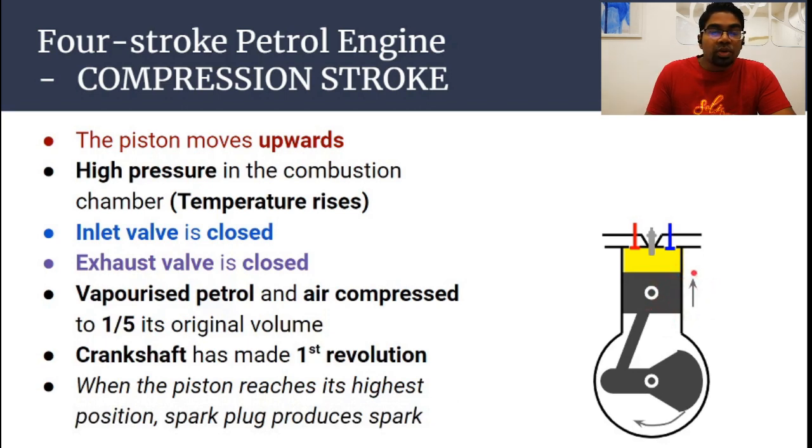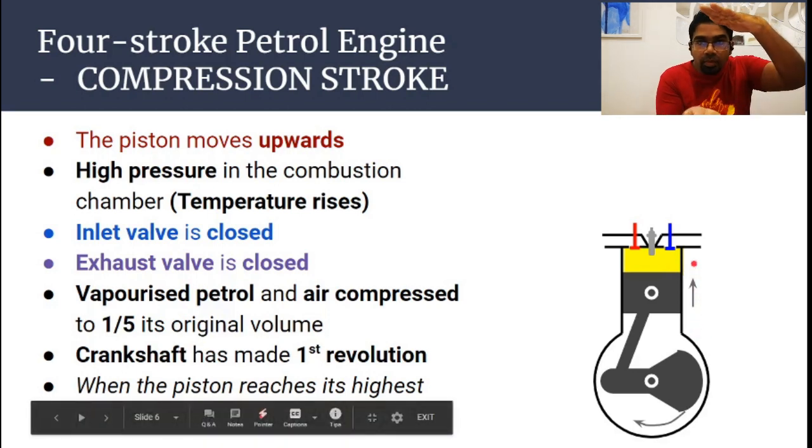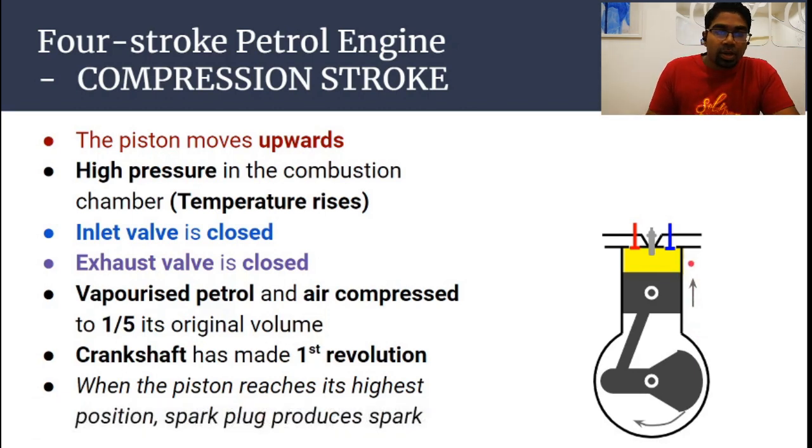So now the piston is moving upwards. Now again, please take note of the valves. The inlet valve is closed, the exhaust valve is also closed. So both are closed. Now because the function of the compression stroke is to compress the mixture of petrol and air, the piston moves up and compresses the air and petrol. So this is what happens here.